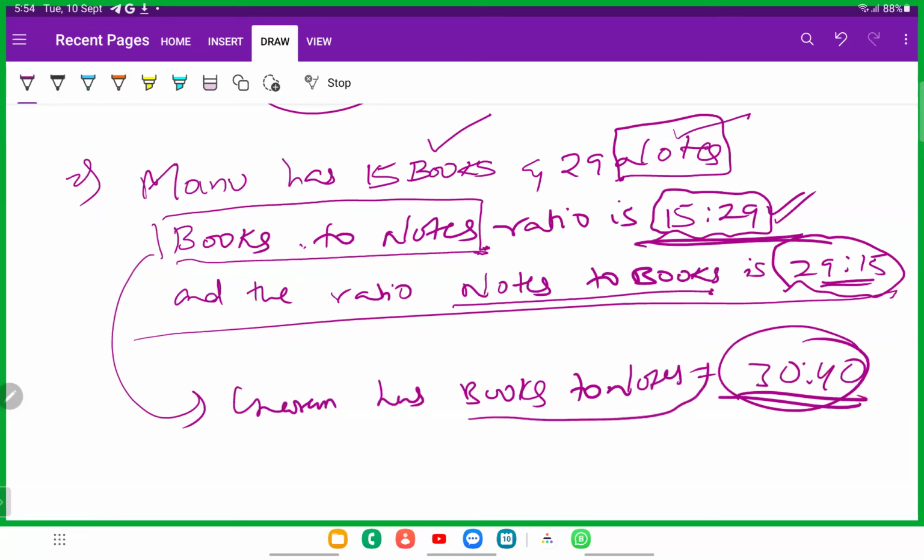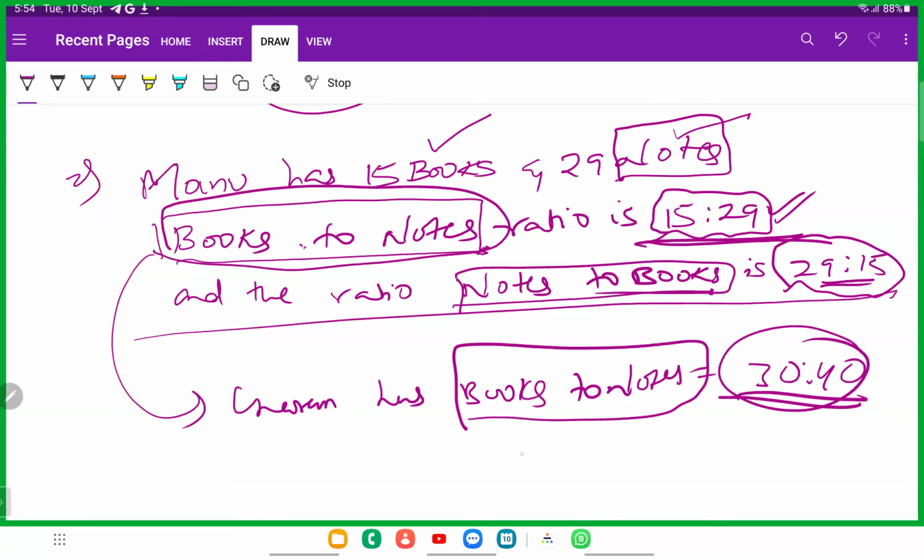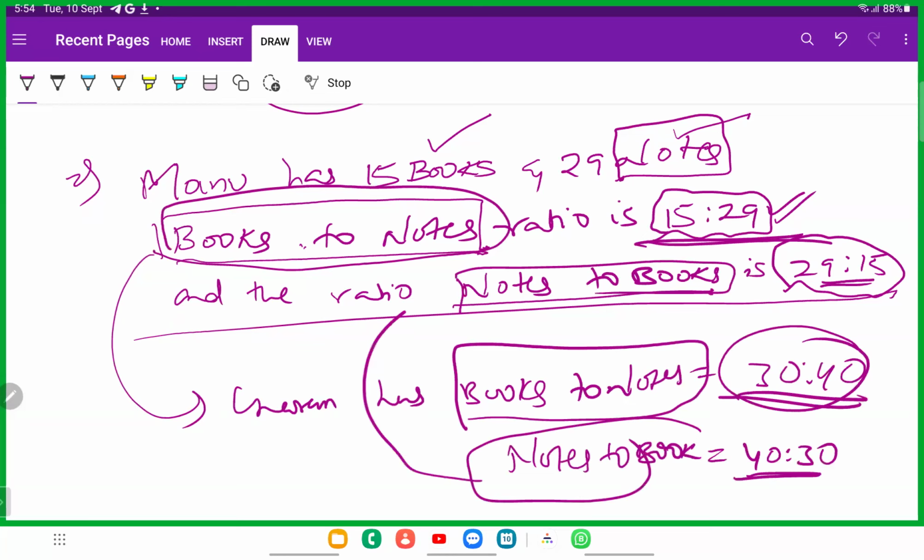What is a collective quantity here? Books to notes. Books to notes or notes to book. If I mention here notes to book, that would be 40 to 30 is to 30 if I say. Then we can compare these two quantities.